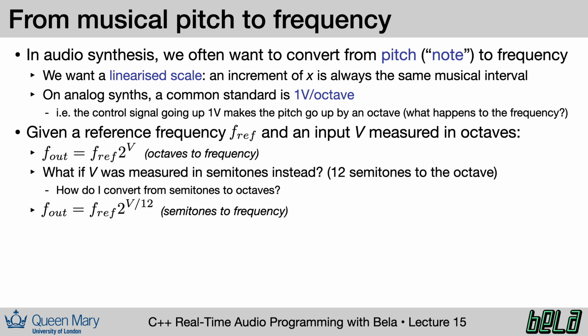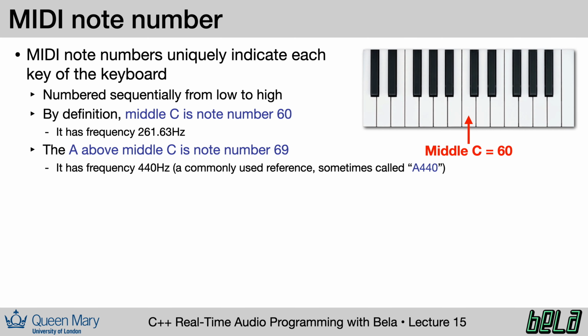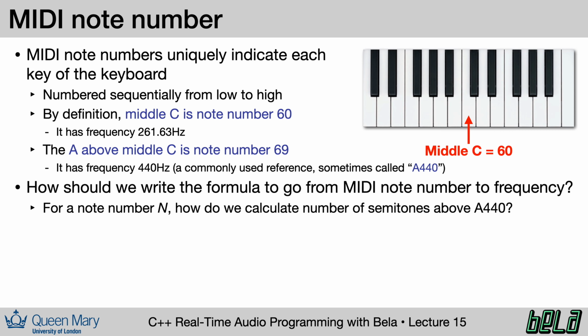So here we ended up with a formula where the frequency of our note was defined as a reference frequency times 2 to the power of V over 12, where V is the number of semitones. This was what we needed to work out how to turn MIDI note numbers into frequency. By convention, middle C is MIDI note number 60, and the A above middle C is MIDI note number 69. That A has a frequency of 440 Hz, which let us write a formula to go from MIDI note number to frequency. What we needed to do was calculate the number of semitones above or below A440.